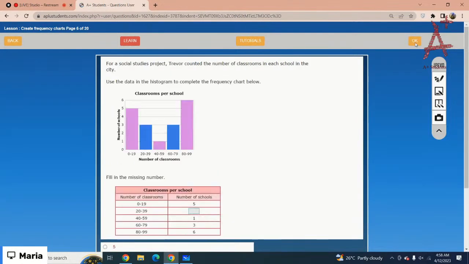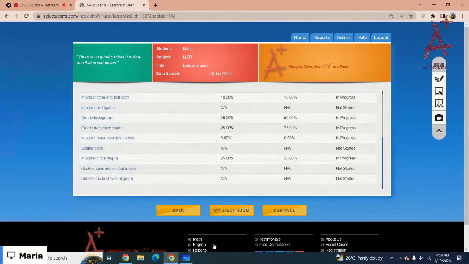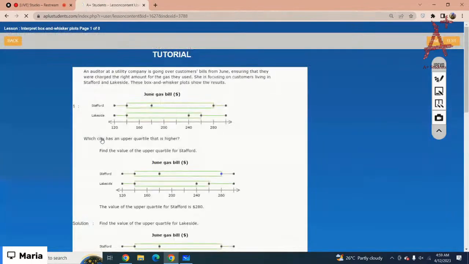Okay, you can complete the test by yourself later today. Let me just move on to the next lesson. If you have any question related to the graph, you can ask. I suppose you guys already know how to read the graphs because you are in grade 8. So you must know how to read. If you have any question related to the graphs, you can ask. I will explain in detail. The next one is interpret box and whisker plots.